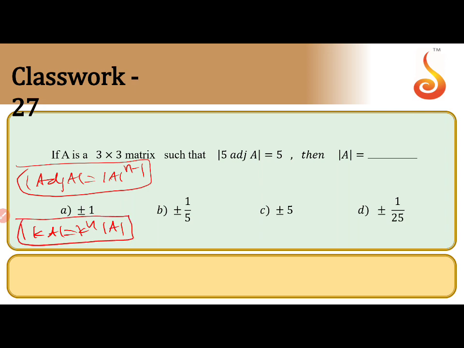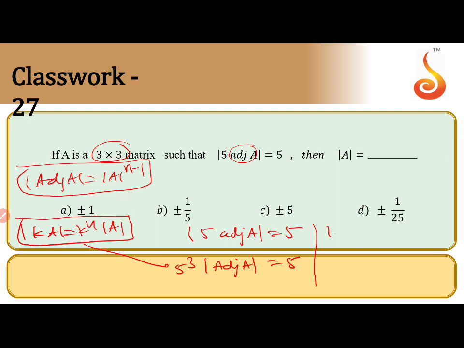So first, here K is 5. Det of 5 into adjoint A equals 5 is given. According to the order of the matrix, third order, this value equals 5 cube into det of adjoint A. So first I apply this property. According to the second property, 5 cube into det of adjoint A. I hope this is clear.